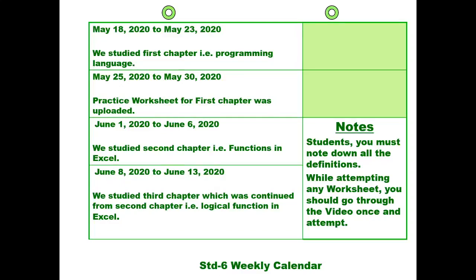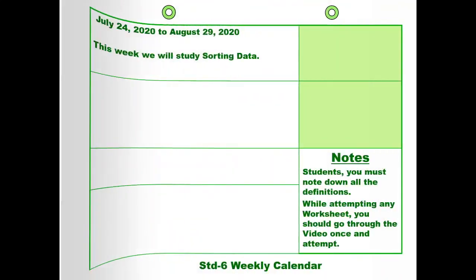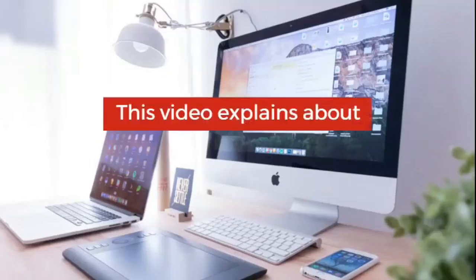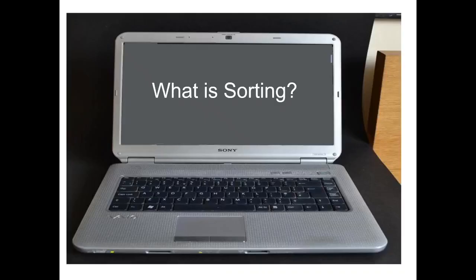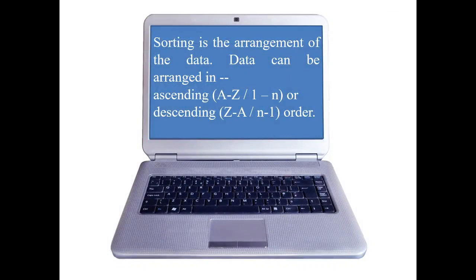While browsing through the chapters covered as yet, today we will study sorting data. While we study sorting, the question arises: what is sorting? Sorting is the arrangement of the data. Data can be arranged in either ascending or descending order.